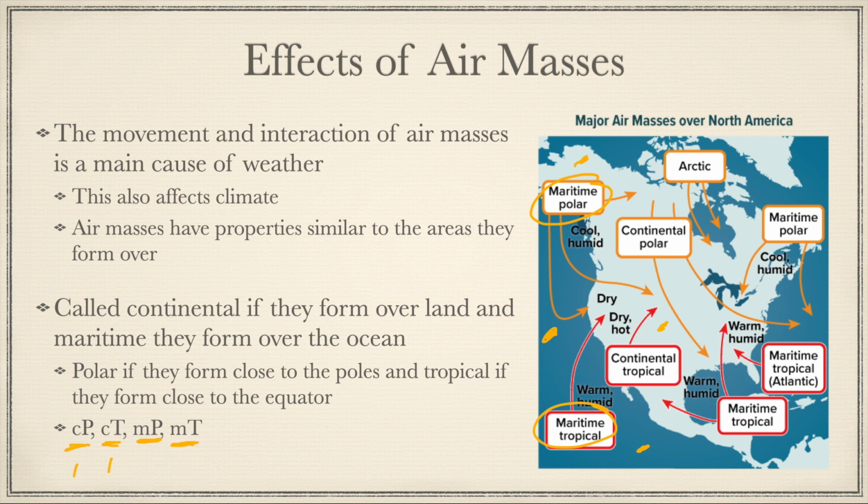So continental polar is going to be cold and dry. Continental tropical is going to be hot and dry. Maritime polar is going to be cold and damp. And then maritime tropical is going to be warm and damp. Okay. And we have different ones from different areas. So maritime tropical would form out here over the ocean. You have maritime tropical over here. You have maritime polar. You have continental polar, you have continental tropical here. You also have Arctic that gets thrown in here too.